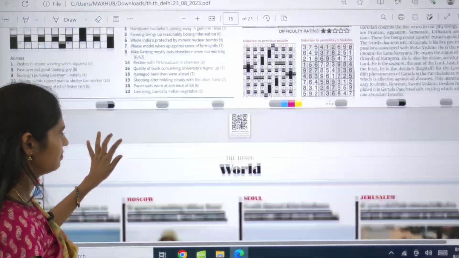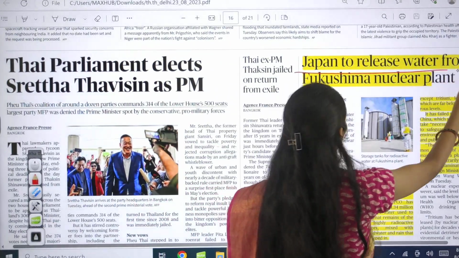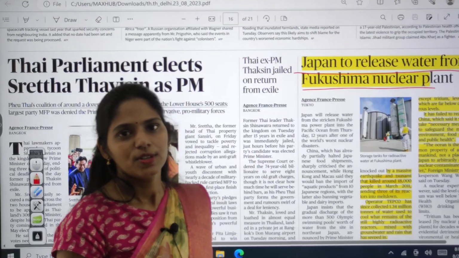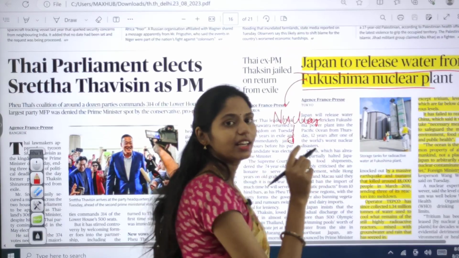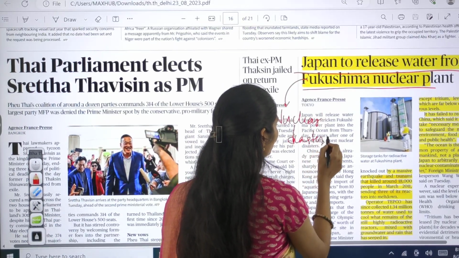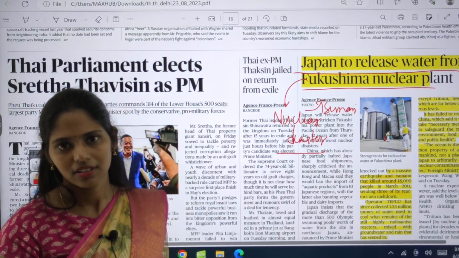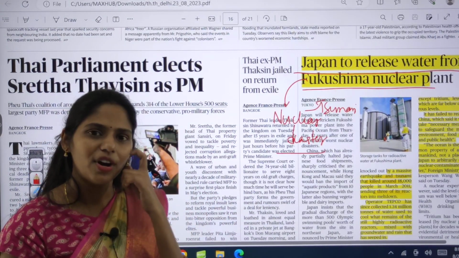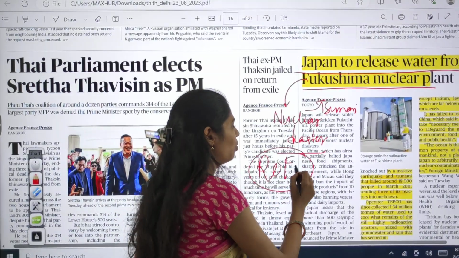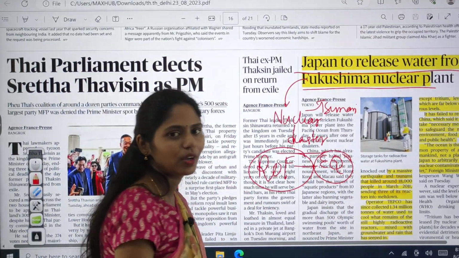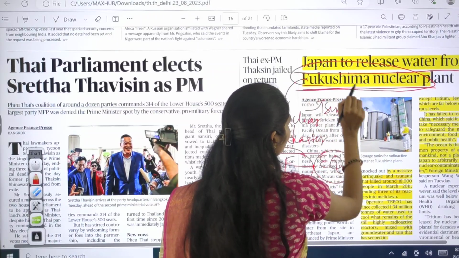And if you move forward, in this world page, you can see one more important topic: Japan to release water from the Fukushima nuclear plant. This Fukushima is one of the nuclear disasters that the country never forgets. This disaster happened because of a tsunami. As you know, Japan is an island nation, surrounded by water entirely. But already Japan is present on the ring of fire, so it is more susceptible to earthquakes. Because of the earthquake, that led to a tsunami, and because of this tsunami, that led to this nuclear disaster at the Fukushima nuclear plant.